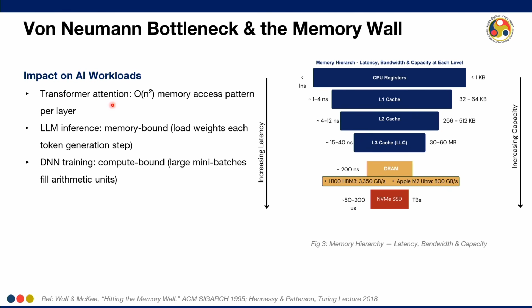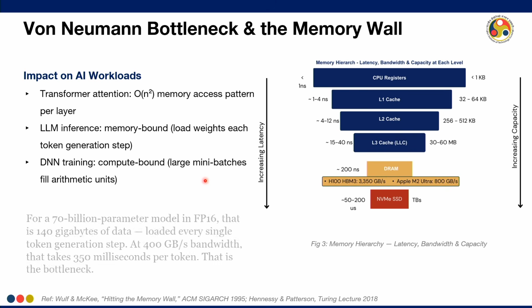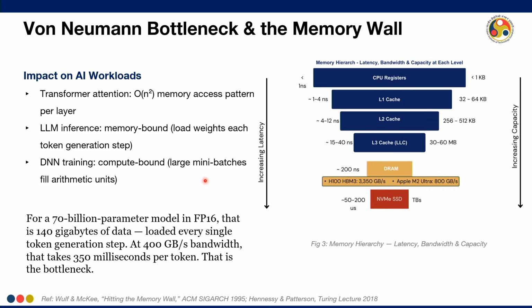So the access pattern is order of n square space that we need to access. For LLM inference, we need to have millions of operations to be done based on the token that we download. So it's memory bound. DNN training is compute bound, so large mini batches fill arithmetic units, right? That means we are basically bound by the memory wall.